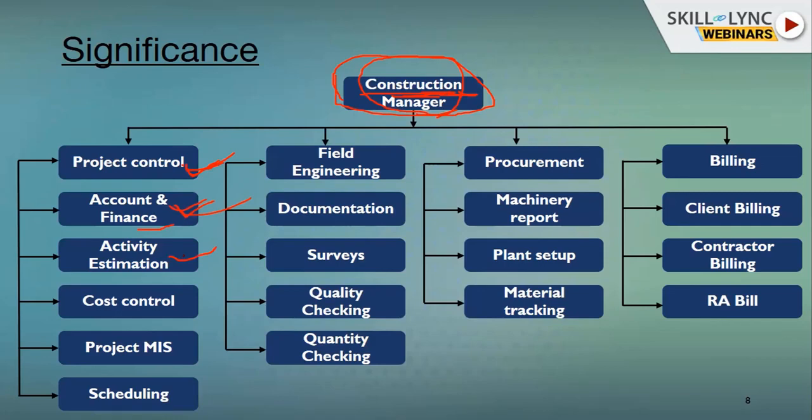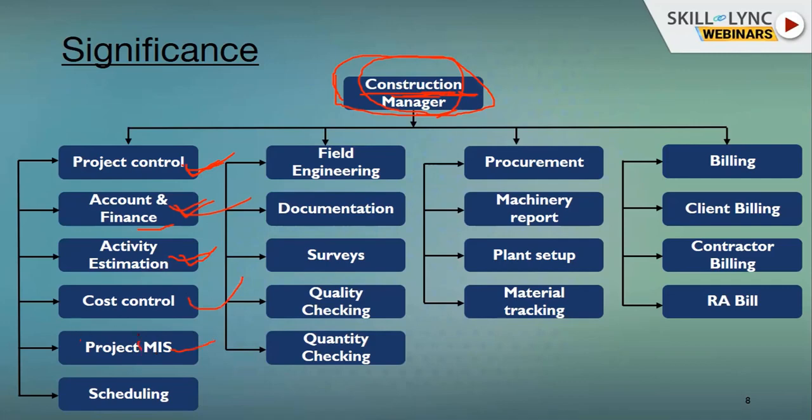Activity estimation for a construction manager. There are several types of activity, and a good construction manager should have knowledge of each and every activity: what type of activity will be executed and what type of activity requires which type of material, manpower, machinery and labor, because a separate or unique activity might require a different skilled labor. So we will understand that part as well. Okay, cost controlling we will see. Project MIS part we will see.